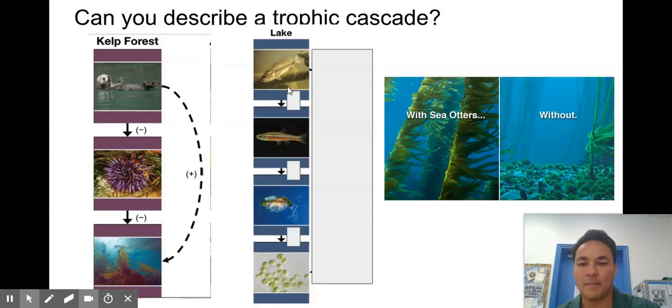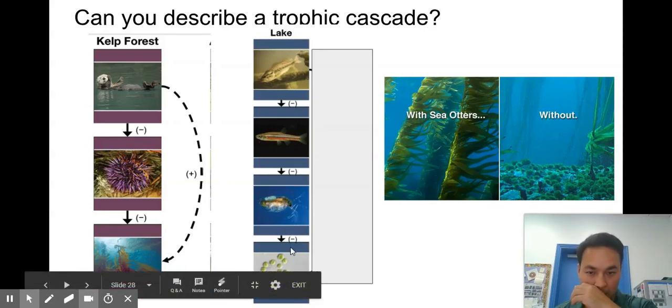Okay, so here's some bass. The bass are going to eat the smaller fish. The smaller fish are going to eat the Daphnia. The Daphnia are going to eat the algae. And so what is the effect here? This is a 4-step chain. This is a little tougher. Were you able to figure it out?